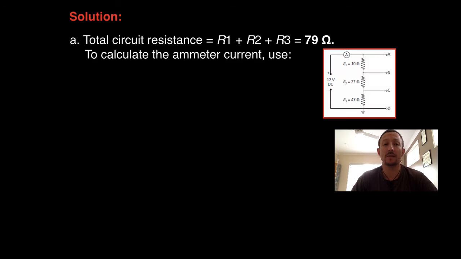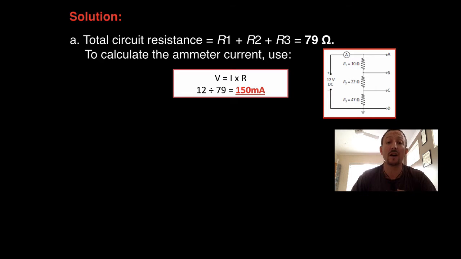So first off, let's have a look. Well, we've got to work out our total resistance. Now, because all the resistors are in series, in order to find out our current, we add all our resistors together. So R1 plus R2 plus R3 is going to equal 79 ohms. We know that our voltage supply is 12 volts, so we use V equals IR, and 12 divided by 79 means that we get 150 milliamps flowing through our circuit.